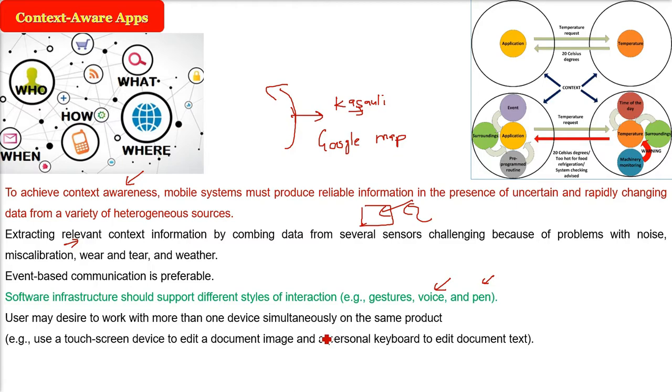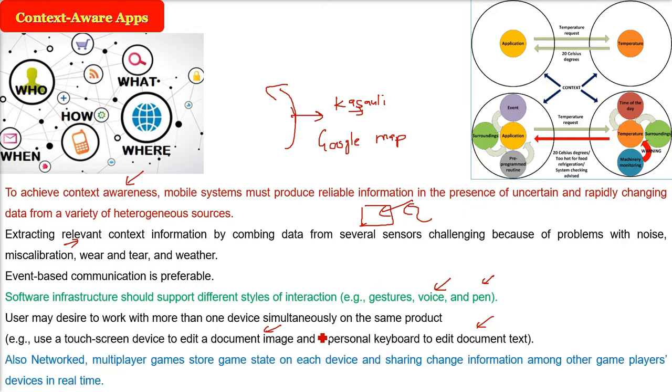product. For example, he may be using a touch screen device to edit, say, a document image, and the personal keyboard to edit the document text. So same document I'm talking about. One way he's changing the image, one way he's editing the document.